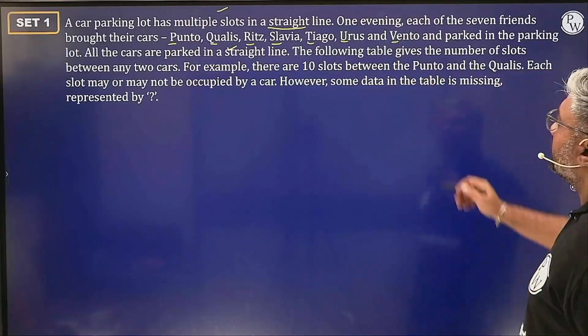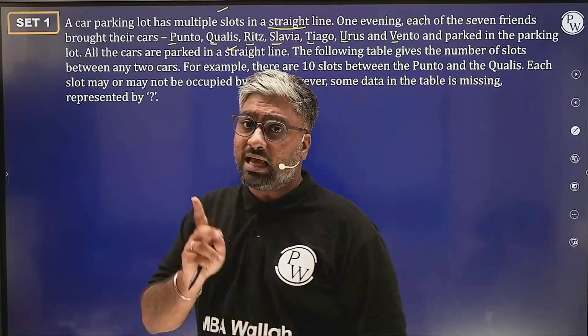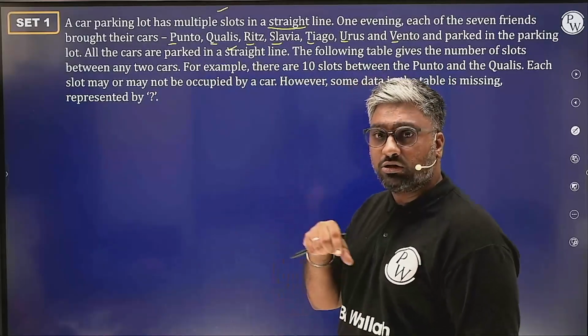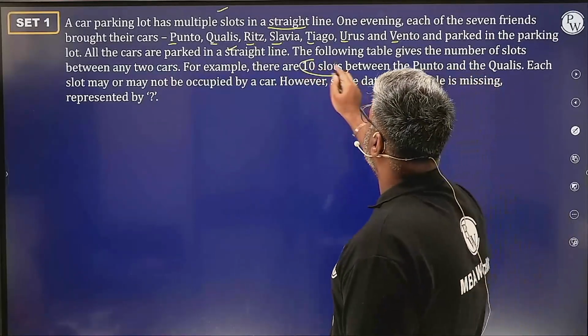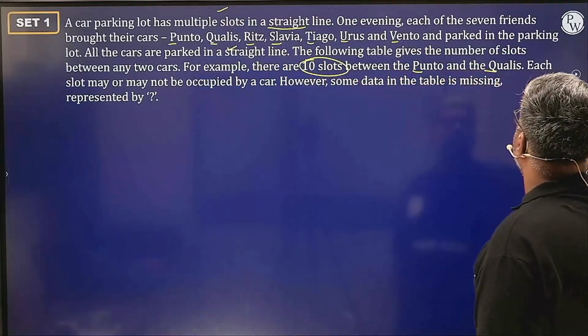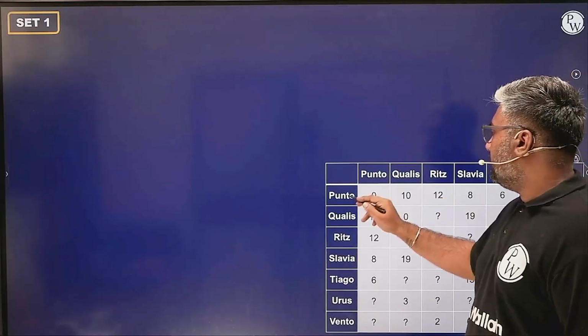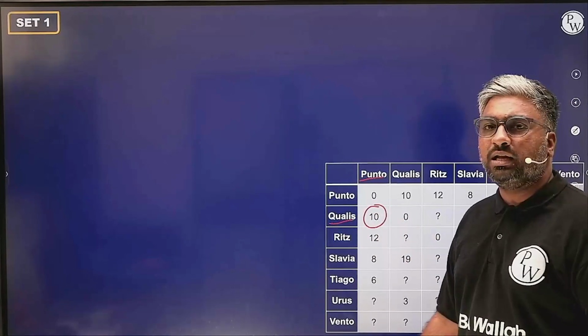Okay, the following table gives the number of slots between any 2 cars. Between any 2 cars, the slots in between, not from there. So they're saying, for example, there are 10 slots between P and Q. Let's have a look at this. Do we see here? Where is P? P is here. We have Q here. So they're saying there are 10 cars between P and Q.